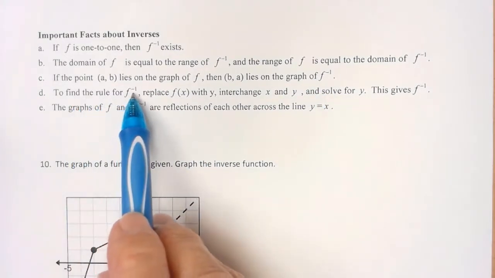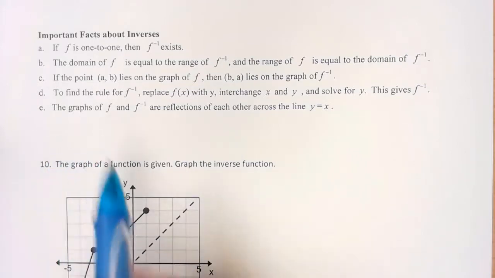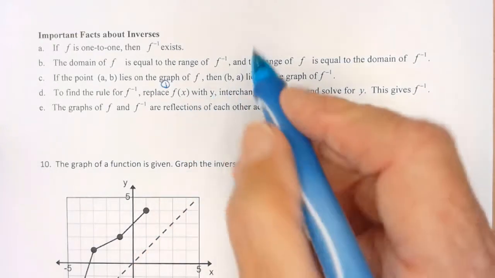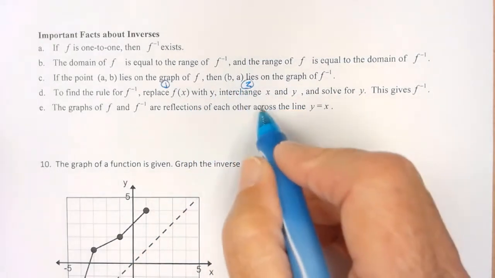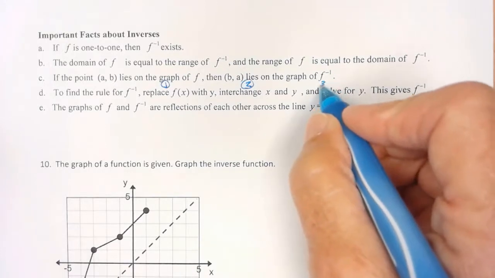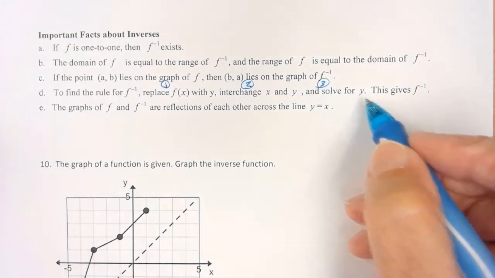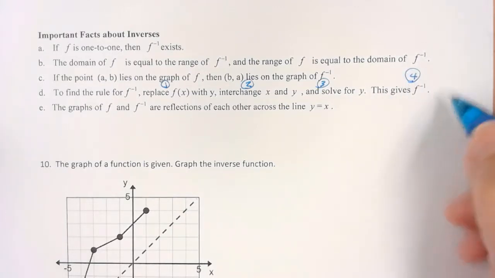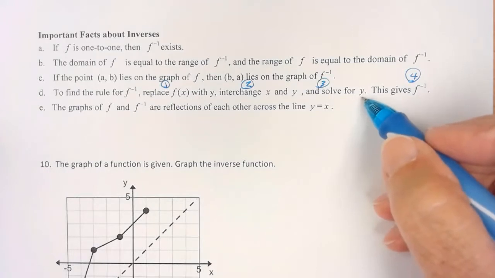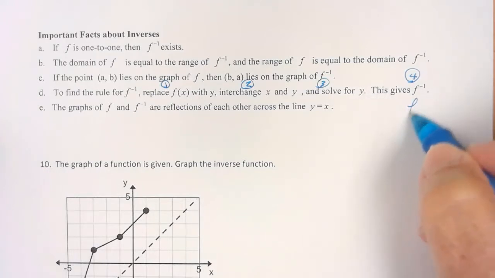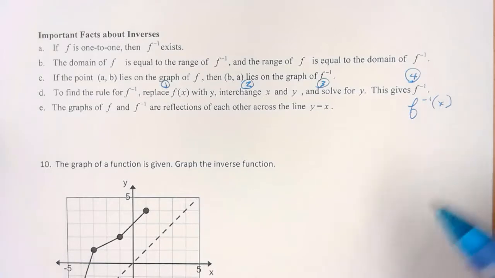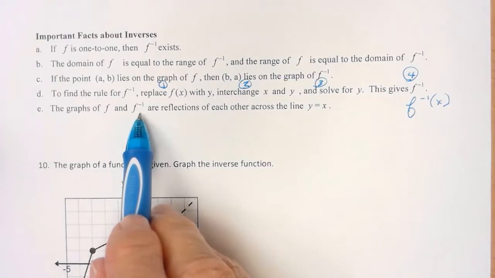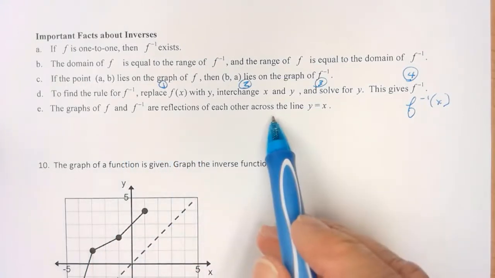To find the rule for f inverse, and this is what we did a little bit earlier, this is your first step: replace f of x with y. Step 2, interchange x and y. Step 3, solve for y. But there is a fourth step. You are doing this because you're trying to find the inverse, so replace the y in the third step with f inverse of x, and then you'll be finished with that process.